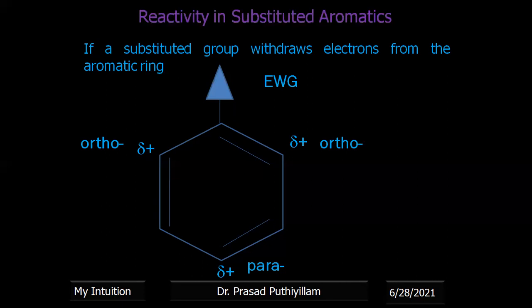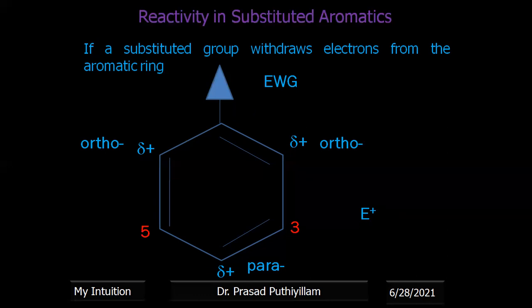Okay, so here it is an electron withdrawing group. The positions I'm representing as 1, 2, 3, 4, 5, and 6. These are the 6 positions relative to the substituent present there. In the case of an electrophile, the ortho and para positions are having positive charge, and the electrophile is also having positive charge. They will repel each other. So there is no possibility of substitution at the ortho and para positions in this particular case.